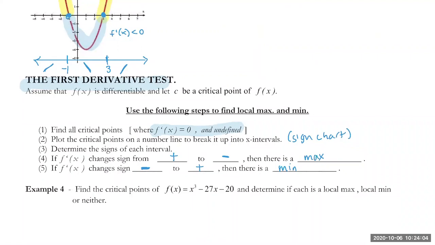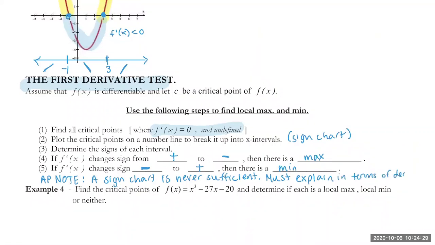Okay, so can you guys write AP note here? I meant to type it out, but I forgot to. AP note: a sign chart is never sufficient. So on your free responses, you must explain in terms of derivatives, meaning that you can't just say, look at the sign chart, that's my answer.